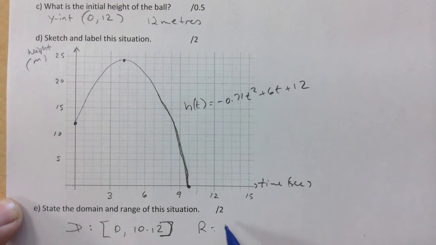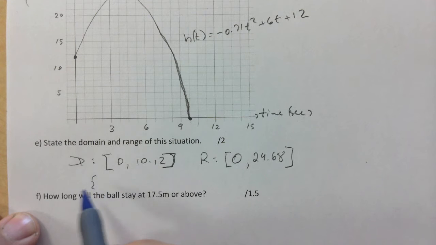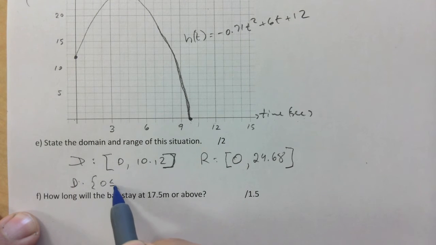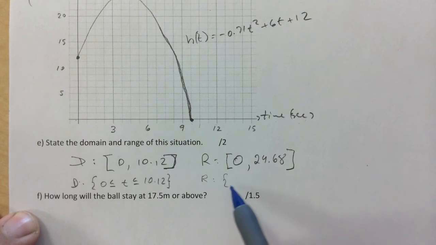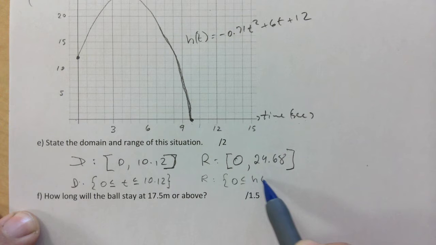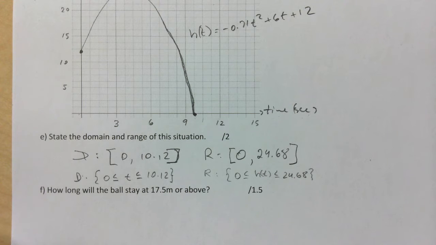Sorry. And range is from 0, because you do hit the ground, to the highest point, which is 24.68. Okay, if you rather show this with set notation, domain would be 0 and it's the variable t, right? So you got to use the variables that they use. This would be 0 ≤ t ≤ 24.68. Okay, so those are your answers for the first question.